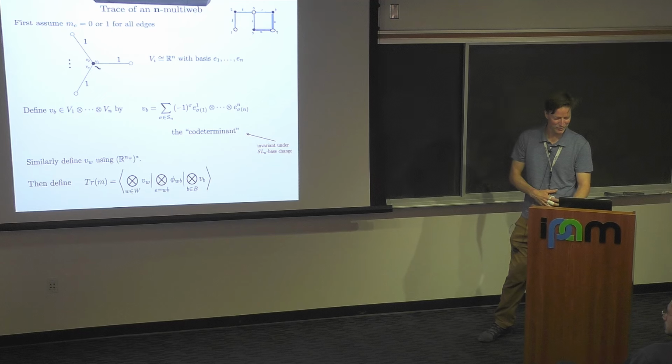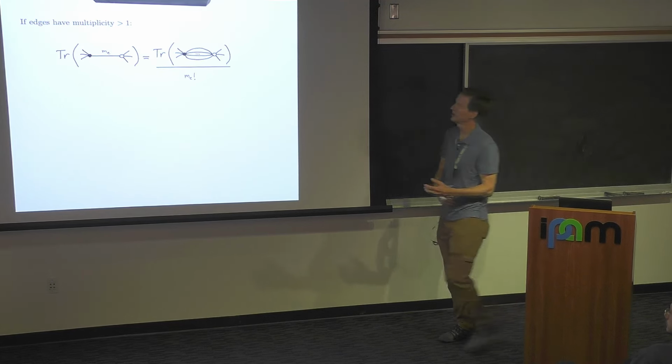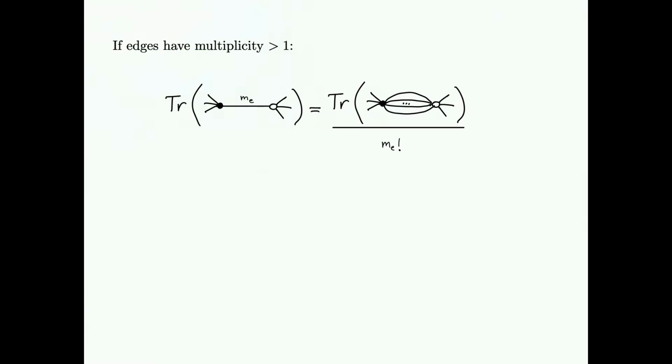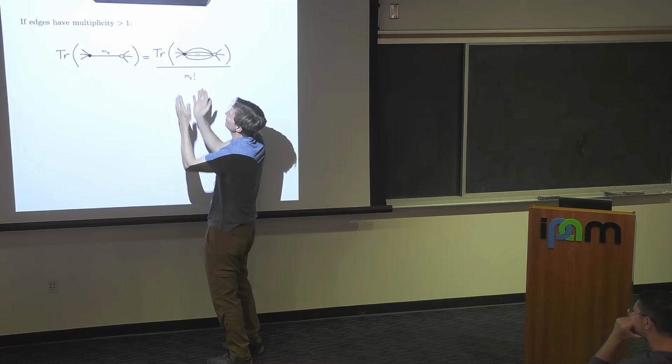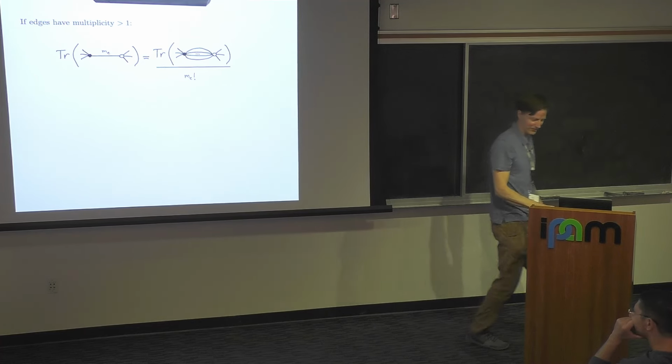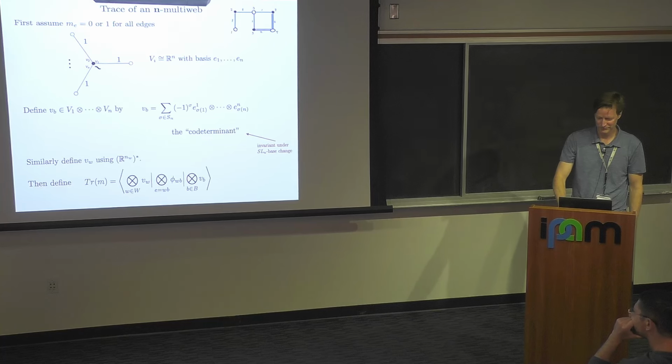Okay, so how do you do it for a multiweb? If you have some edges of higher multiplicity, m_e, you just replace them with m_e parallel edges, and then for the connection there, you put the same matrix on every edge, you take the trace, and then you divide by m_e factorial. So the only difference, if your web is not simple, if you have some edges of multiplicity bigger than 1, is that you divide by the appropriate combinatorial factors, and then everything works out.